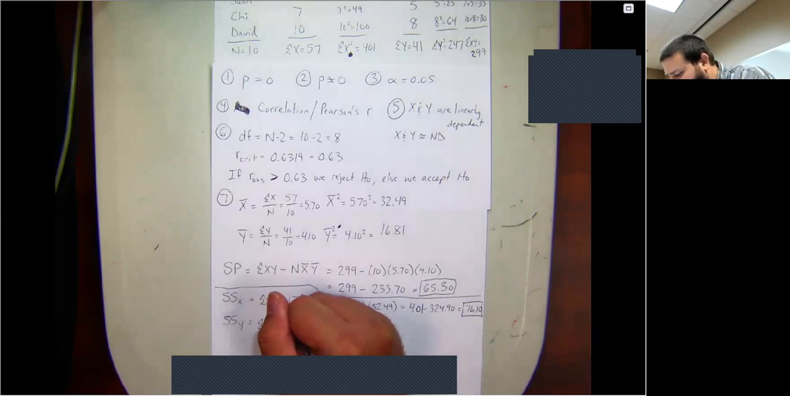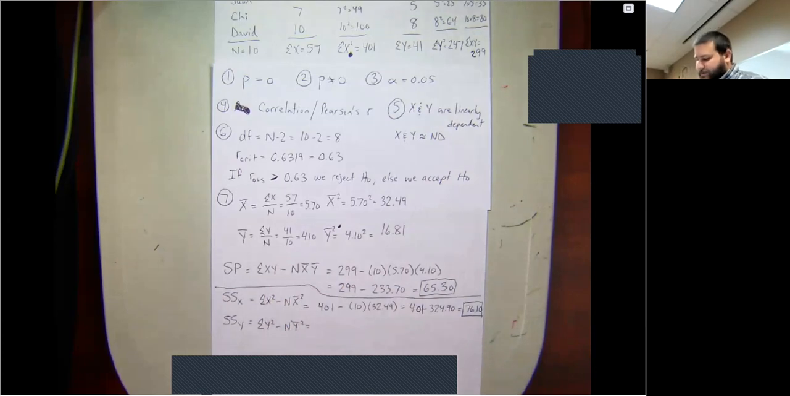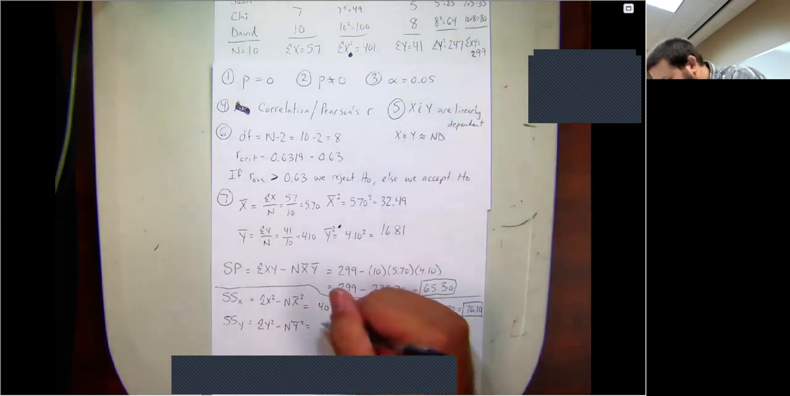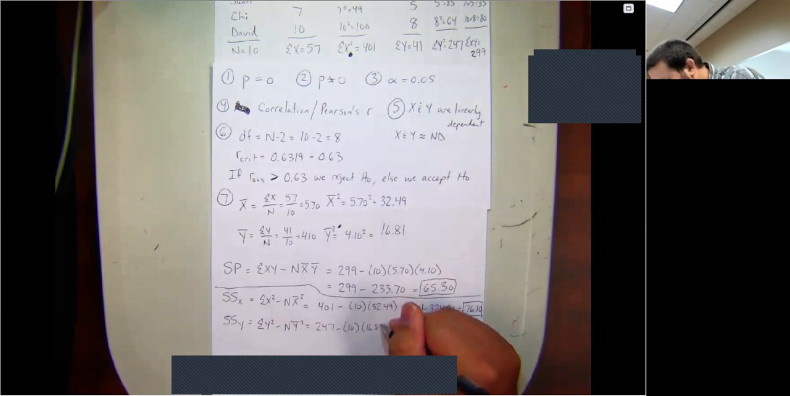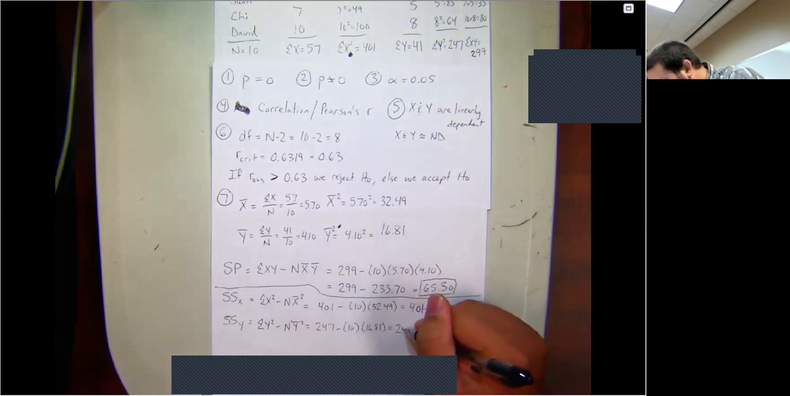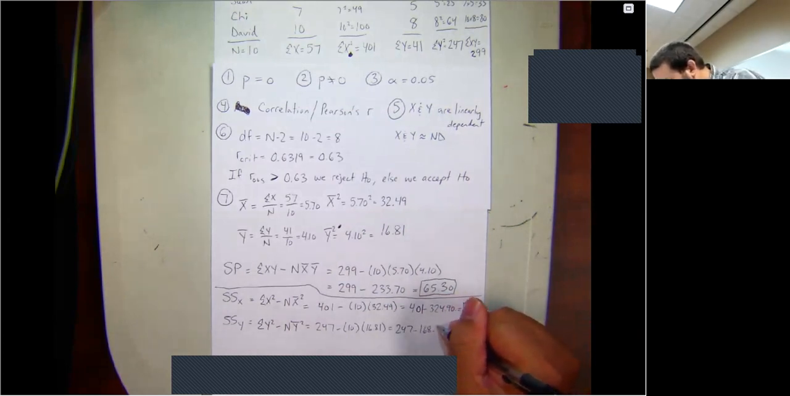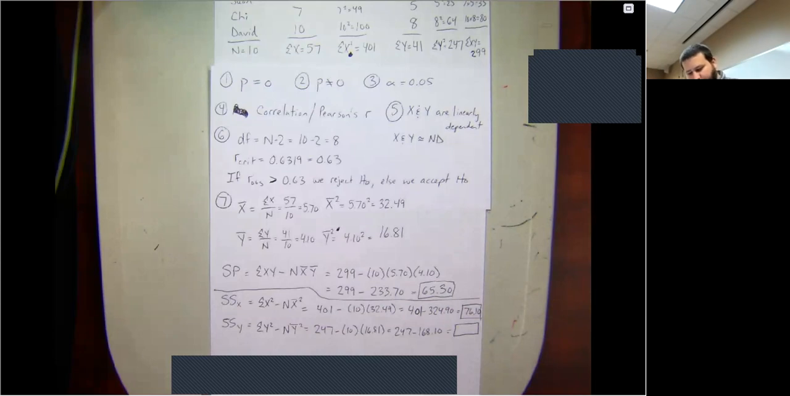SSY is the sum of y squared minus n times y bar squared. So it's just like SSX, except you're replacing the x's with the y's. The sum of y squared is 247 minus 10 times y bar squared, which was 16.81. That's 247 minus 168.1. And so SSY is 78.9.